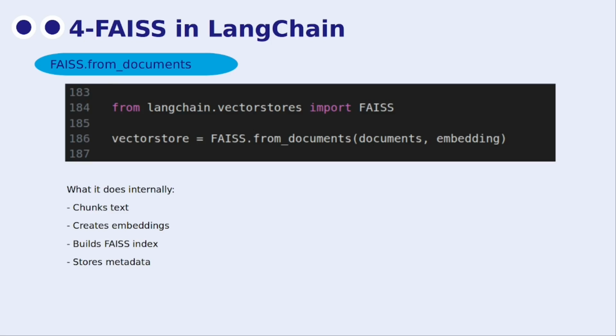FAISS in LangChain. Now the good news. LangChain handles most of this complexity for you. First, create the index from documents. What happens internally? LangChain does many things: chunks the text, creates the embeddings, builds the FAISS index, stores metadata, and gives you the vector to document mapping. You don't see the plumbing, but it is there.